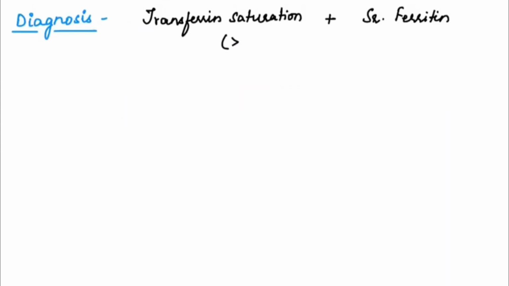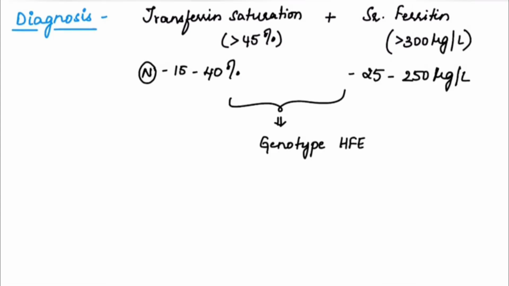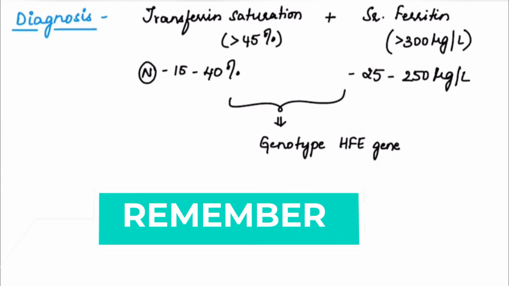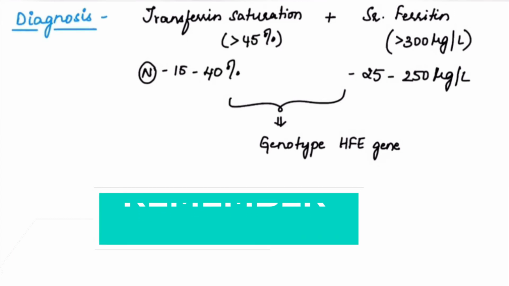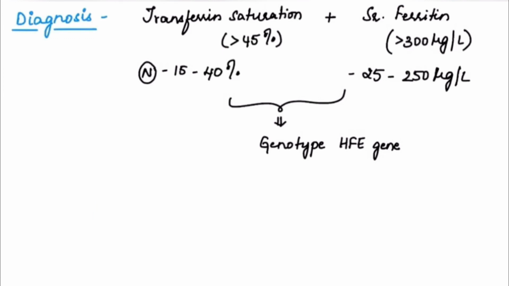And whenever these two are seen to be elevated, go for genotyping of HFE gene. So, a combination of transferrin saturation and serum ferritin levels is the first step in the diagnosis of hemochromatosis and is also used for screening of hemochromatosis. If both of them are increased, then the second step is to do genotyping of HFE to decide the treatment.